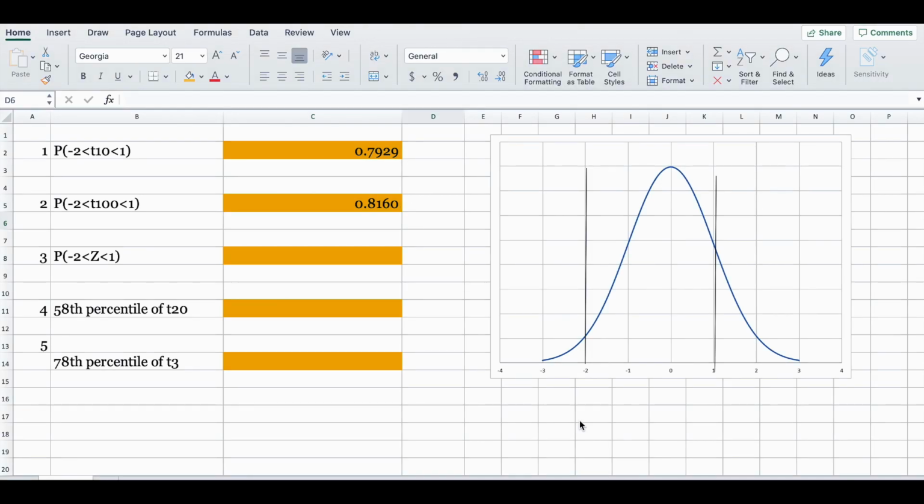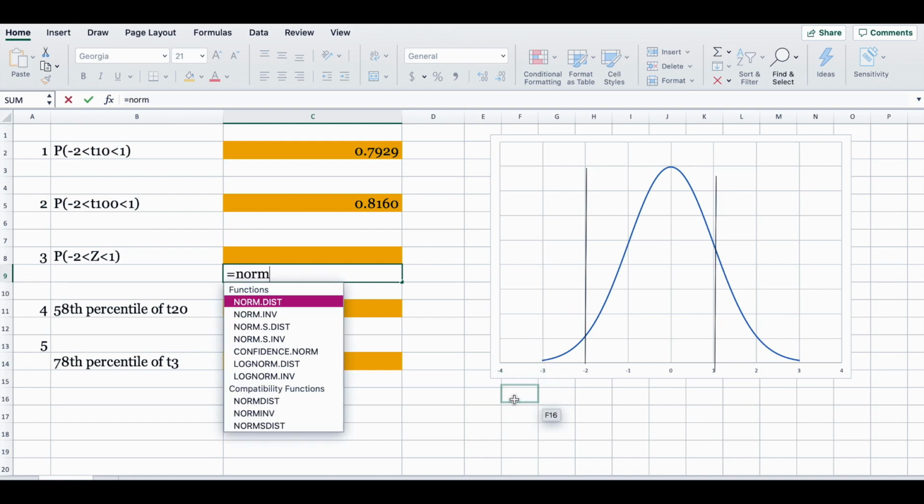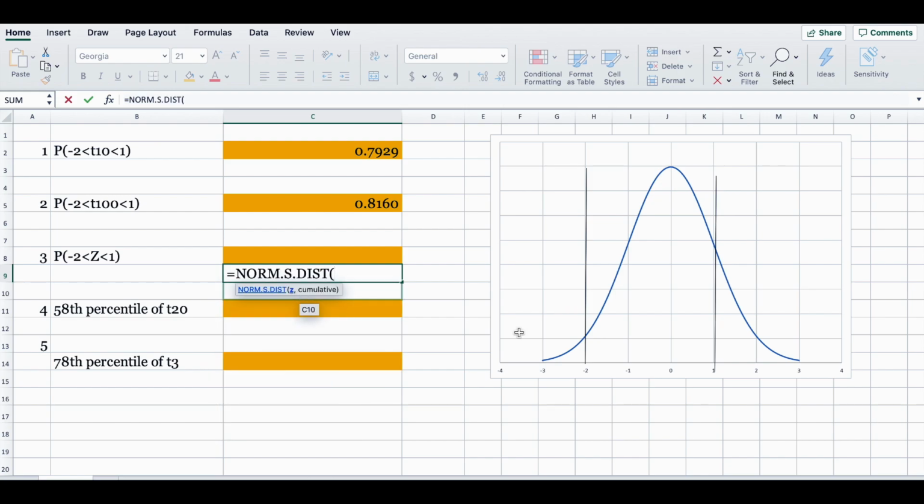Now let us move on to question number 3. Question number 3 is using the z distribution. This is asking us to find the probability between -2 and +1, but for the z distribution, not the t distribution. So in order to find this, we're going to make use of the NORM.S.DIST function in Excel. So the idea is the same. First, we're going to find, using the NORM.S.DIST function, the area on the left side of -2.